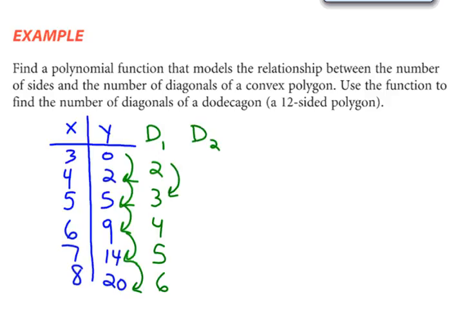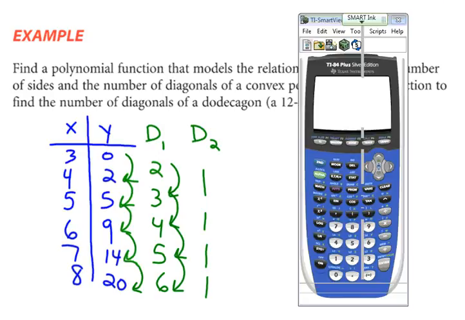Obviously, 3 minus 2 is 1. 4 minus 3 is 1. 5 minus 4 is 1. And 6 minus 5 is 1. So there is where we see our constant difference. And we know that whenever the second finite difference gives us a constant value, that means we have a second degree polynomial, or a quadratic.